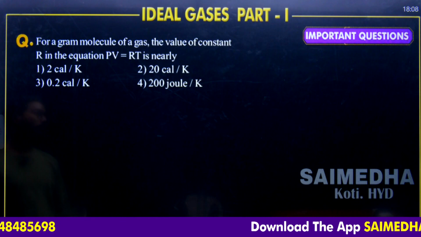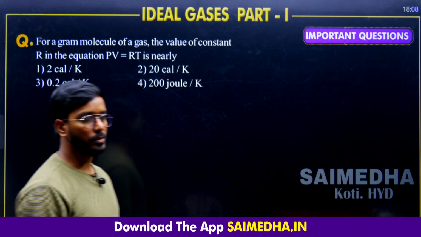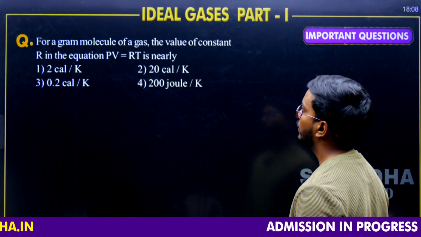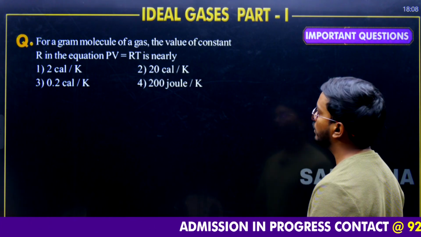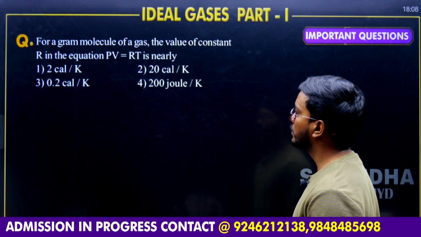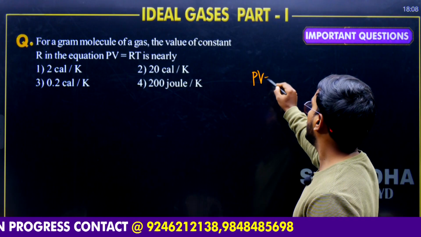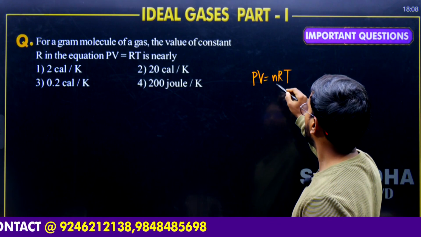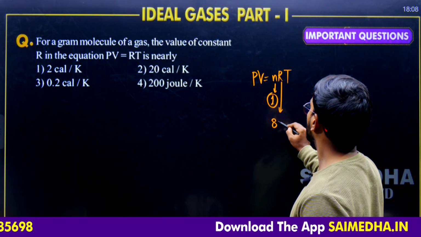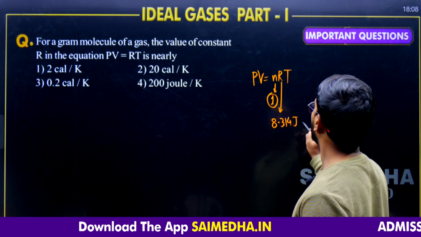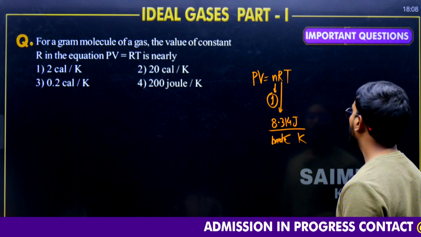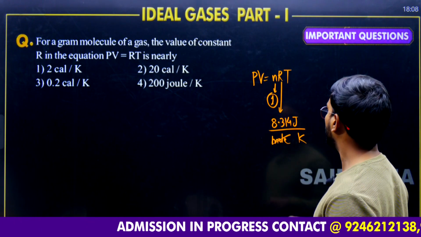Moving on to question number 2 in the important questions. The question is talking about, for a gram molecule of a gas, the value of the gas constant R in the equation. Usually PV is equal to nRT. n is equal to, suppose this is 1. The standard value of R is 8.314 joule per mole Kelvin. Mole is unity, so 8.314 joule per Kelvin.